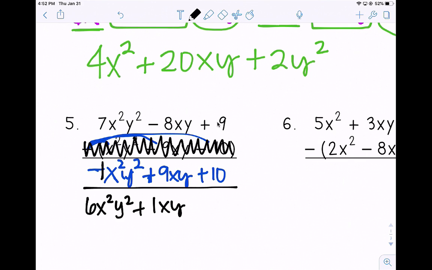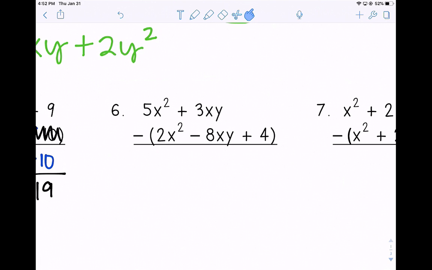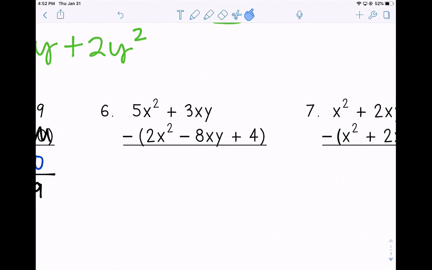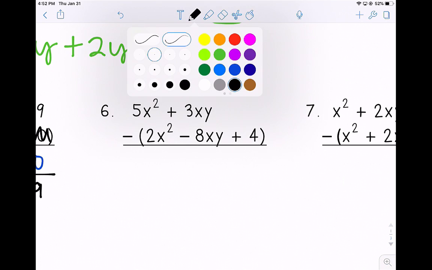And then the last pieces, these are the constants. So positive 9 plus 10 is going to be positive 19 or plus 19. So 6x squared y squared plus 1xy, or just plus xy, plus 19. Okay. Number 6, so just going to follow the same process there.